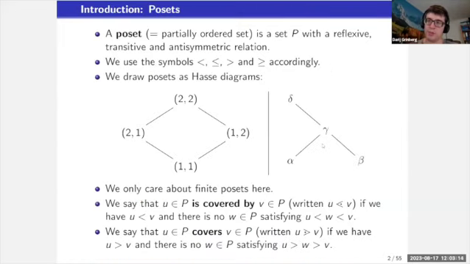Thanks. So let me start with some words that all of you know. A poset is a partially ordered set. We draw these posets by Hasse diagrams. We only care about finite posets here. And we use this notation, this kind of bird eye. This means U is smaller than V and there is nothing in between. And this means U is larger than V and there is nothing in between.